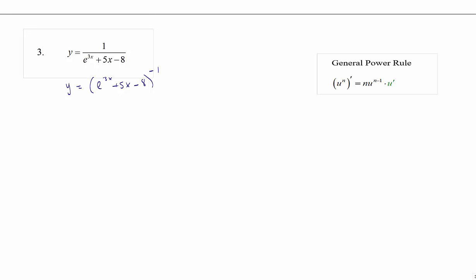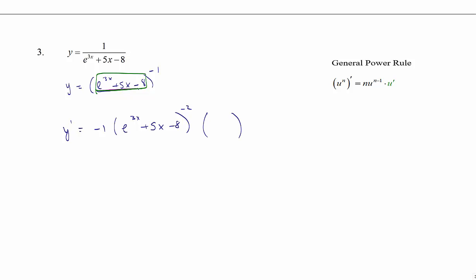Okay, so my general power rule. The general power rule says bring down the exponent, decrease it by 1, and then multiply it by the derivative, multiply it by u prime. So my u in this case is going to be, one more time, e to the 3x plus 5x minus 8. Okay, so y prime is equal to, bring down your exponent, negative 1. I'm going to decrease it by 1, so e to the 3x plus 5x minus 8 is now to the negative 2 power, and I have to multiply it by u prime.